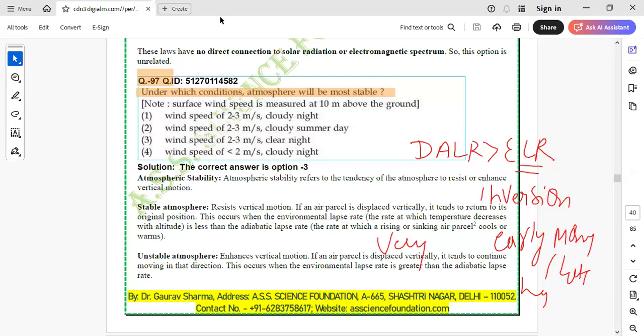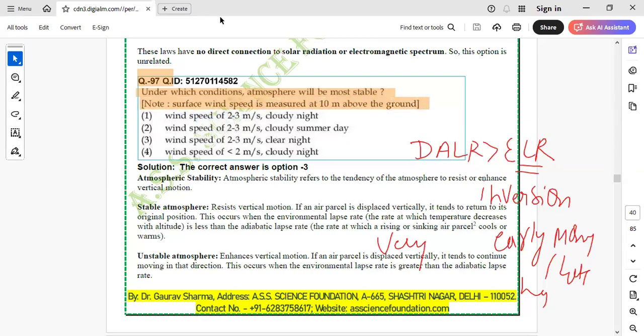They are giving you a hint. They are writing a note that surface wind speed is measured at 10 meter above the ground. Right? They are not saying on the ground, 10 meter above the ground, with the help of an anemometer.